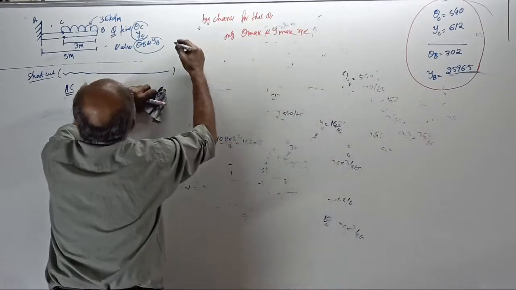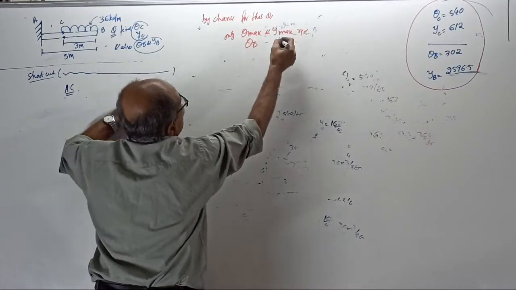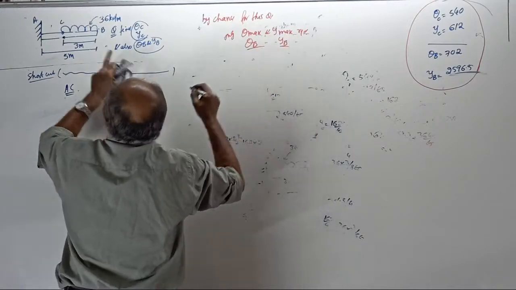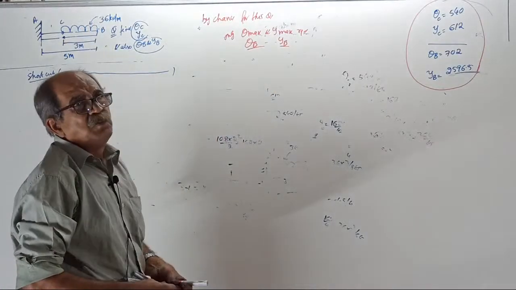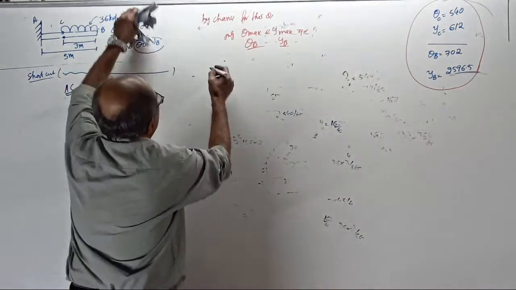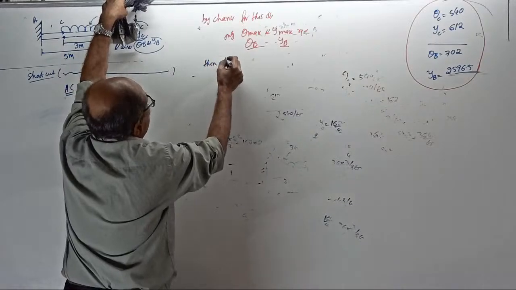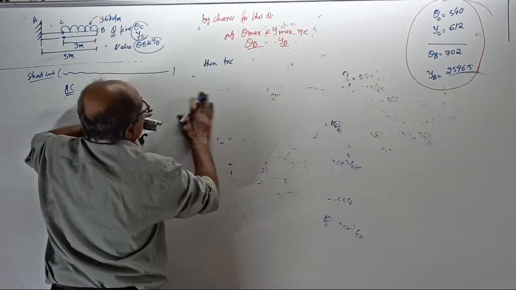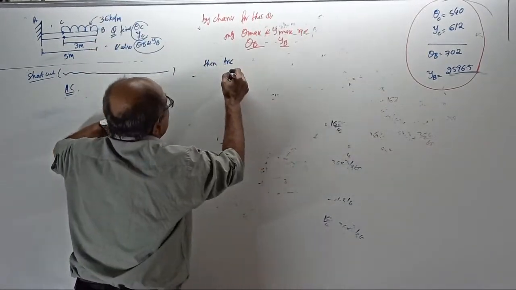That is what? Theta max is theta B, y max is y B. Suppose the point C is not required. Moment area is there, but you get a shorter solution. Then a trick will do.